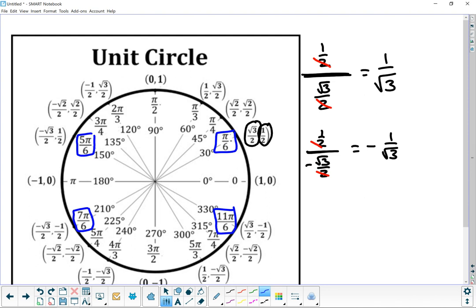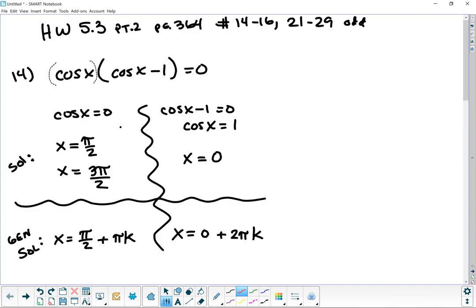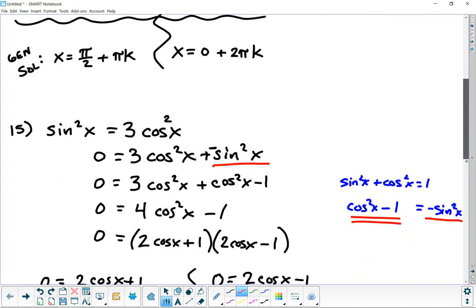Okay, and just kind of setting it up as a mental note, these are exactly across from each other. So when we do our general solution, all we need to involve is just the pi over 6. And then these are across from each other as well. And when we do our general solution, all we need to involve is the 5 pi over 6. Okay? So pi over 6, 5 pi over 6, 7 pi over 6, 11 pi over 6. Our 4 answers.